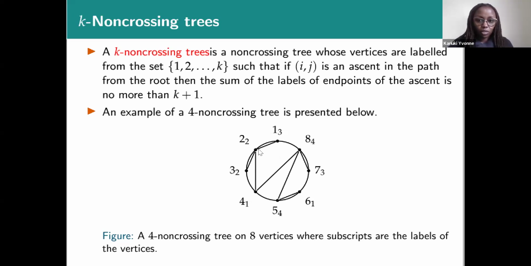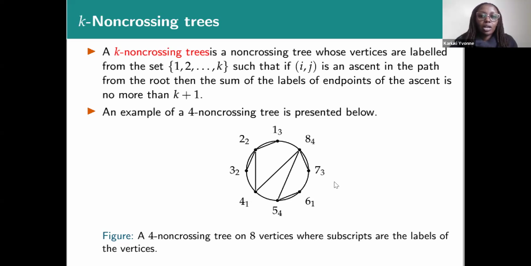That's at least k plus 1. 2 to 3 is also an ascent. 2 plus 2 gets 4, so that satisfies that property. But if you look at 8 to 7, we are not ascending, we are descending. So 4 plus 3 gives us 7, which is, of course, more than the 5 that we need in this case. But that should not interfere with our structure because the condition is strictly working on the ascents.